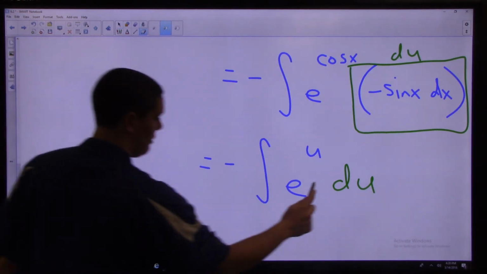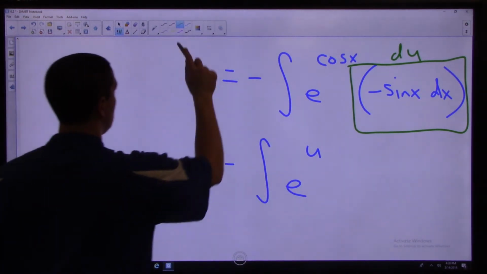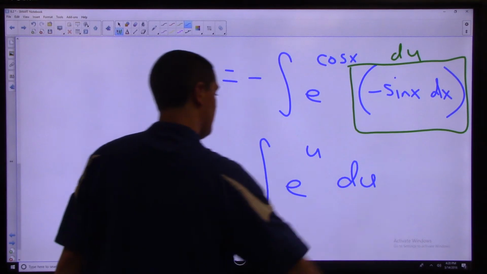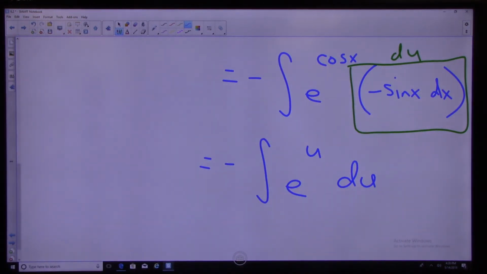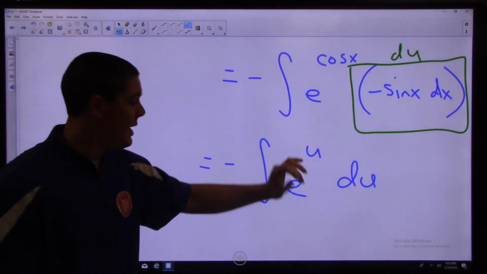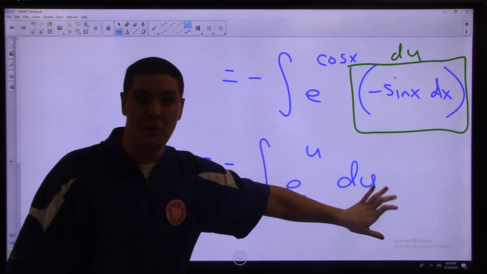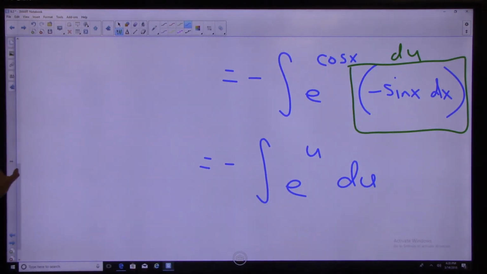And let me make that blue. Sorry, a little OCD. That's a heck of a lot easier to integrate now. Now we can go ahead and integrate this because we've got e to the variable u, and then du. So we want to integrate with respect to u. Okay, so we're almost there.